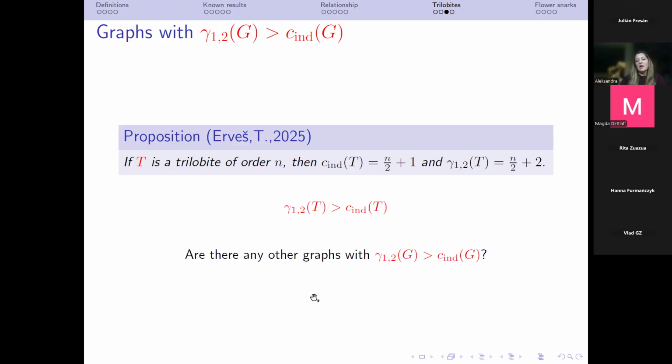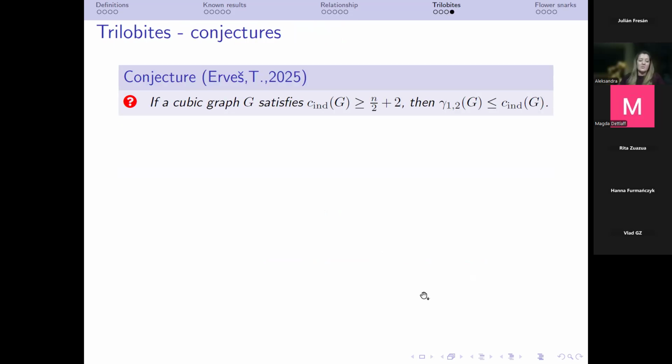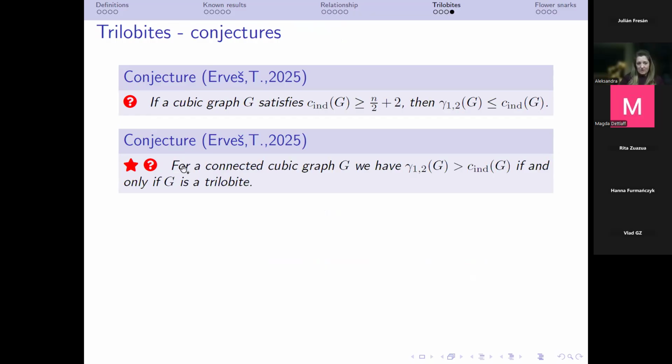Yeah, this red inequality. And I don't know, are there any other graphs which satisfy this inequality? We were trying to find them. We couldn't. Then we started to believe trilobites are the only graphs with this property, so that this inequality holds. And then we checked our conjecture, that there are no other graphs, with a computer. And then when the computer said there are no other graphs, we were brave enough to pose this conjecture. Actually, we have two conjectures. This is the stronger one, that there are no other graphs except for trilobites for which this inequality holds.